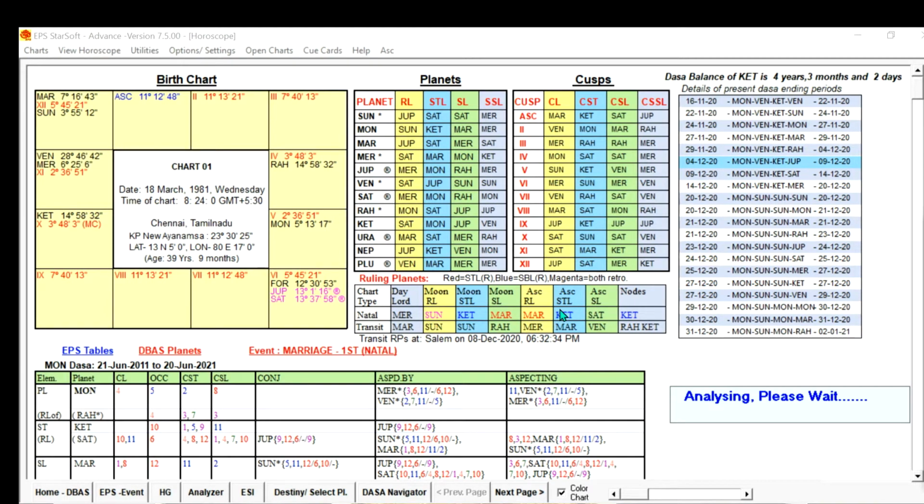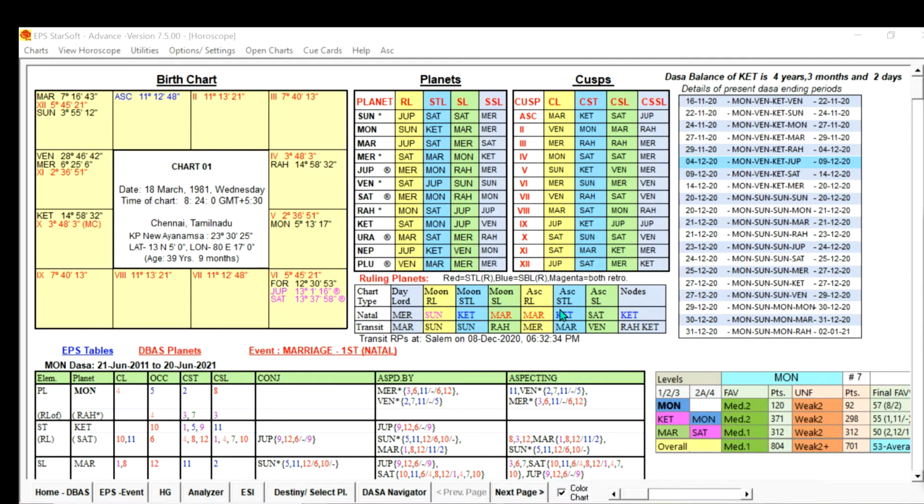In continuation of the demo video of EPS StarSoft Classic version, I am going to explain the EPS StarSoft Advanced version's features in this video. Those who have not watched that video of EPS StarSoft Classic version, kindly watch that before going into this video. This is EPS StarSoft Advanced version 7.5. What is the difference between the Advanced version and the previous one, the Classic version?